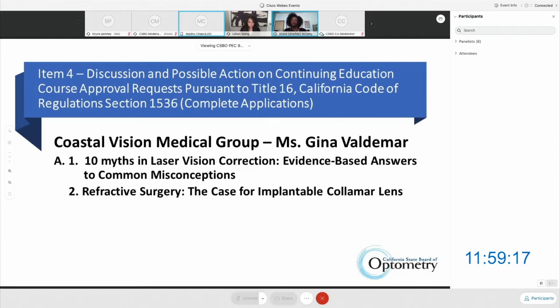Okay, let me take a look. So what's missing for 6B? For 6B, we're missing the CVs, but we have the whole talk, which is a good talk. So could we tentatively approve it for content, and then they would just have to send in CVs before staff could officially approve it? Yeah, because the CVs you can find.